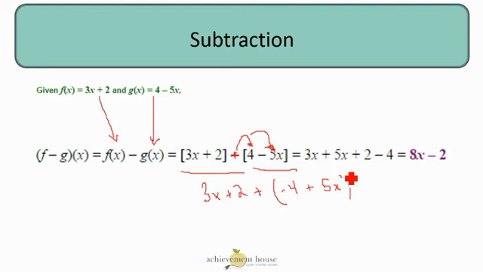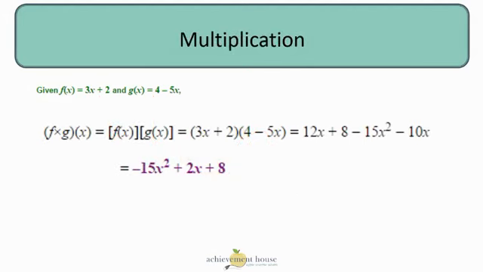3x plus 5x now is 8x, and 2 minus 4 is negative 2. So f of x minus g of x is 8x minus 2. Now for function multiplication, same thing. I have f of x times g of x. So given f of x equals 3x plus 2 and g of x equals 4 minus 5x, I'm going to just substitute in for f of x and substitute in for g of x. So I'm going to do 3x plus 2 times 4 minus 5x.